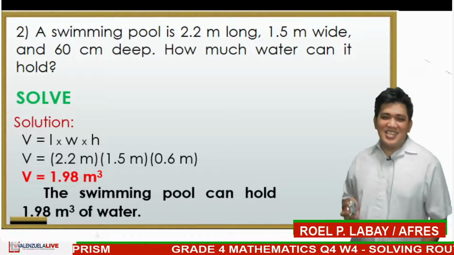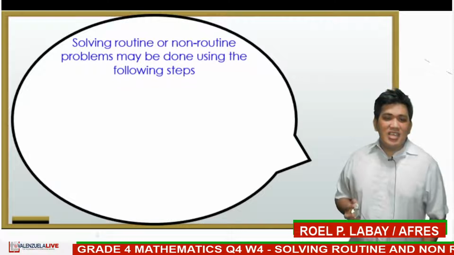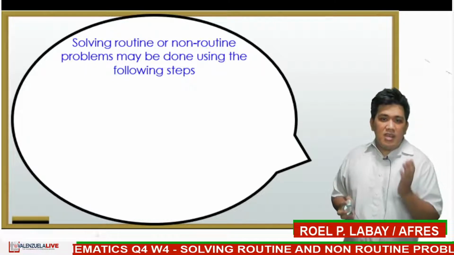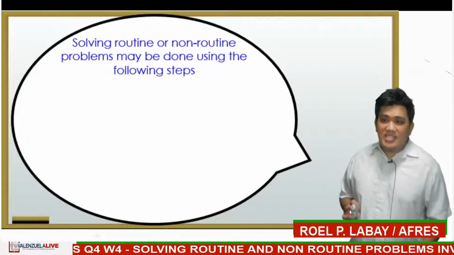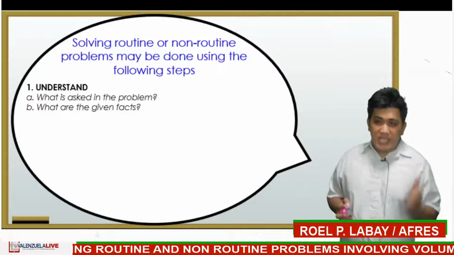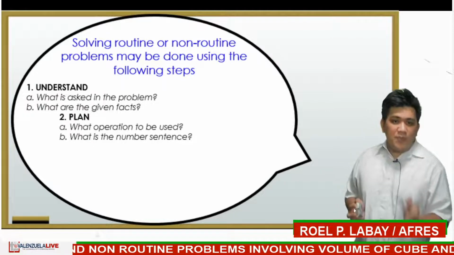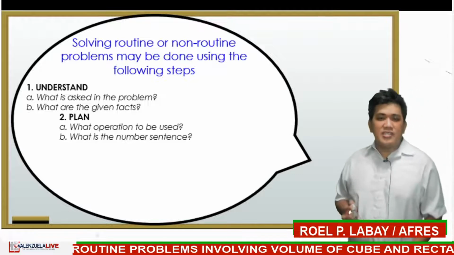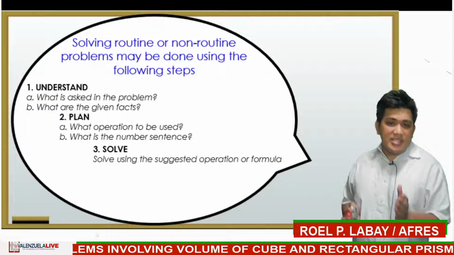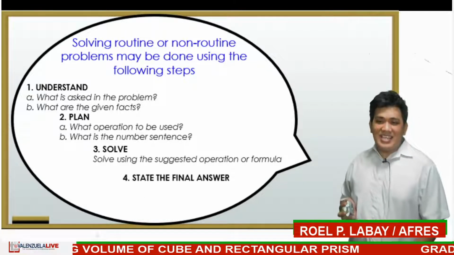Excellent! Just remember, grade 4 pupils, that in solving routine or non-routine problems, the following steps may be used. The first one is to understand what is asking the problem, what are the given facts. The second one is we plan what operation to be used, what is the number sentence, and we solve the problem using the suggested operation or formula, and then we will state the final answer.